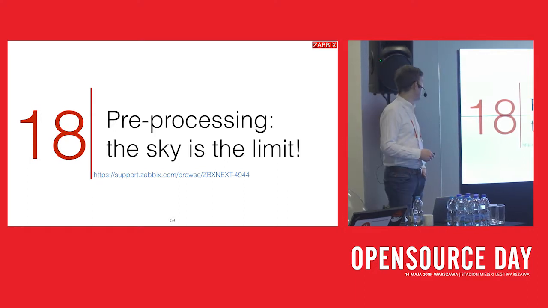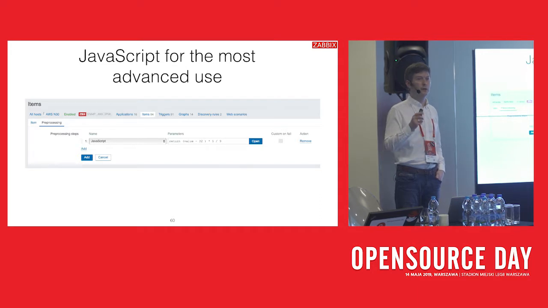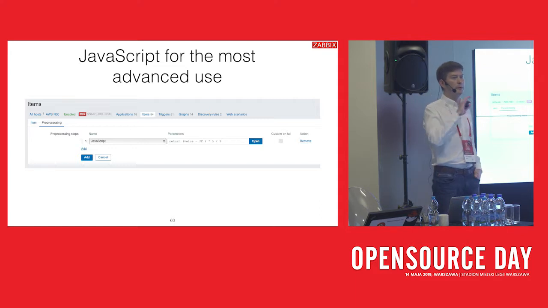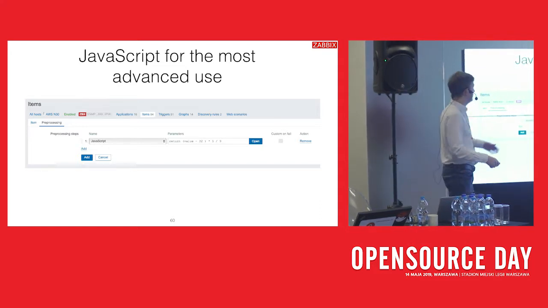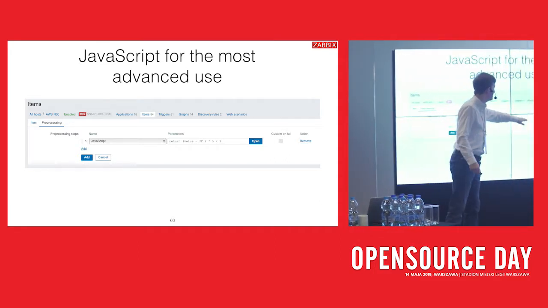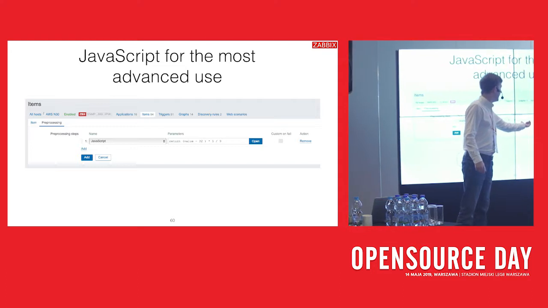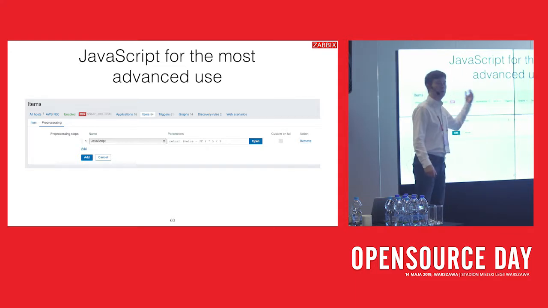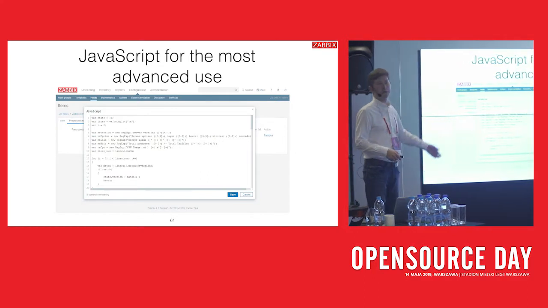And if it's not enough, we support JavaScript. Okay, so now you can use JavaScript for any type of preprocessing. Really, the sky is the limit. For example, to convert from Fahrenheit to Celsius, just use a simple formula. Return, this is a value, this is the original value, and Zabbix will calculate it using JavaScript and return your value back. Okay? You may use much more complex preprocessing.